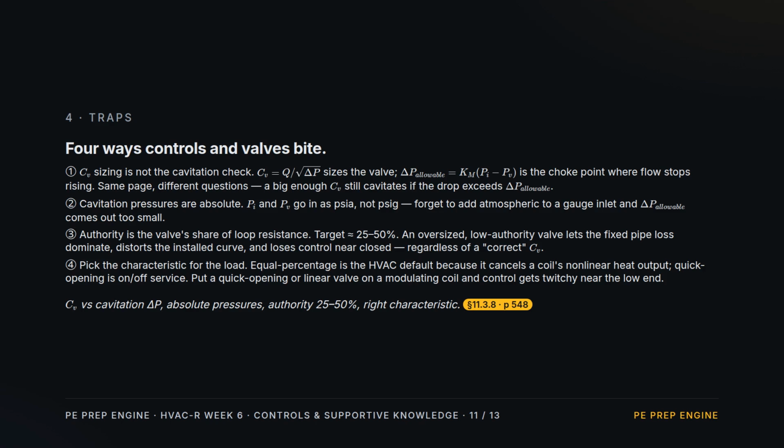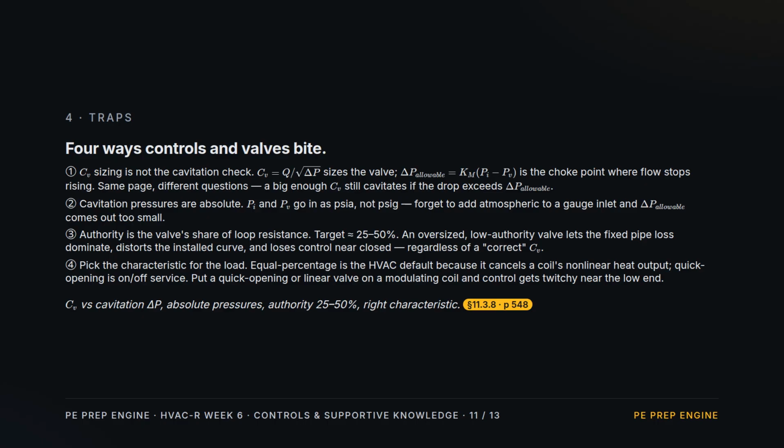Traps. 4 ways this bites. 1. CV sizing is not the cavitation check. CV sizes the valve. Allowable delta P is the choke point where flow stops rising. Same page, different questions. A big enough CV still cavitates if the drop exceeds the allowable. 2. The cavitation pressures are absolute, PSIA not PSIG. Forget to add atmospheric to a gauge inlet and the allowable comes out too small. 3. Authority is the valve's share of loop resistance. Target 25 to 50%. An oversized, low-authority valve lets the pipe dominate and loses control near closed, no matter how correct the CV.